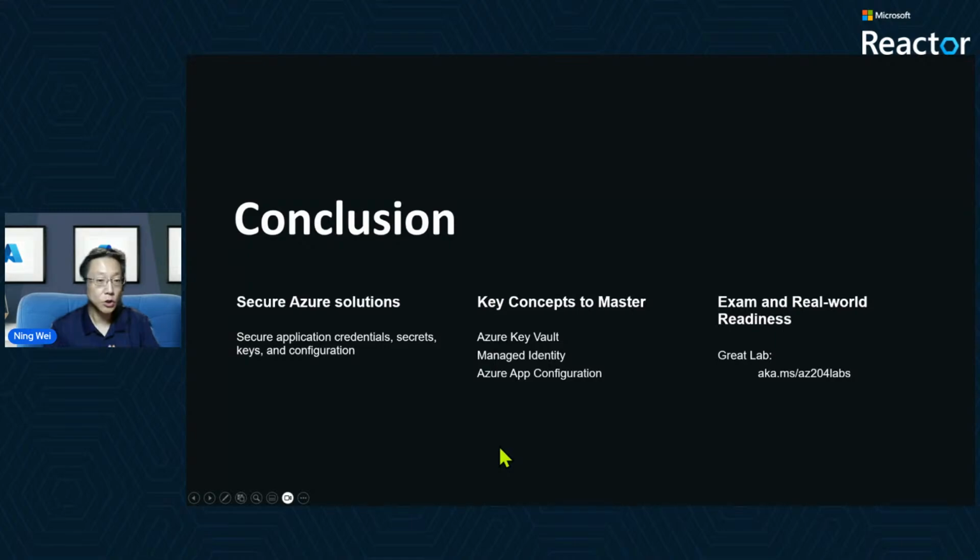Okay, so in conclusion, in this session, I know this is pretty short, we can only talk about a few highlights, some of the key points, the key features, right? So we basically looked at these three services: Azure Key Vault, Managed Identity, and App Configuration, right? These are the services that help you to build a secure application on the Azure platform, right?